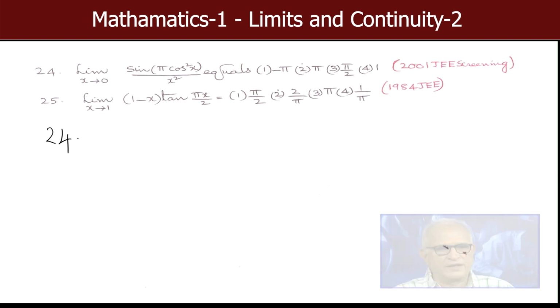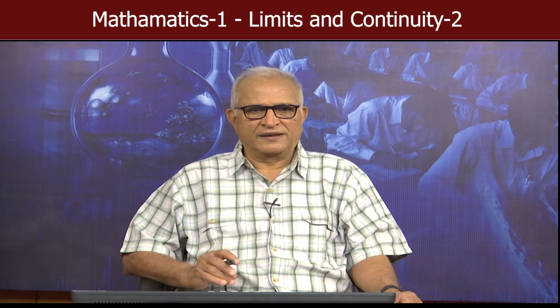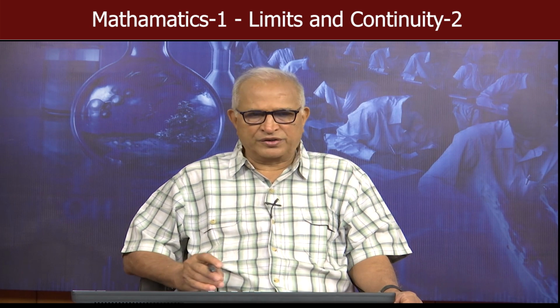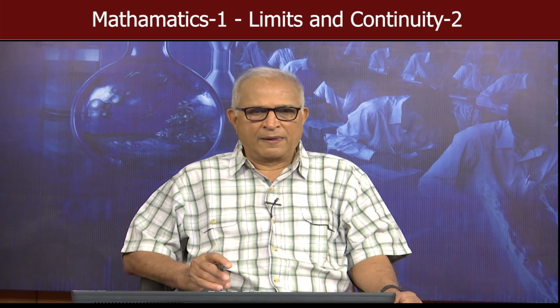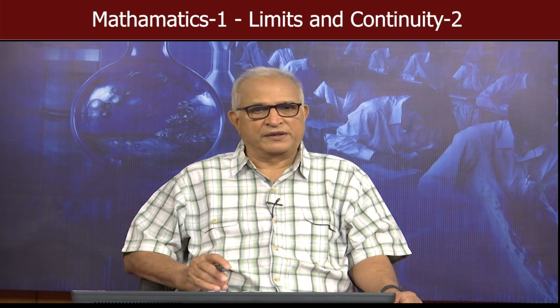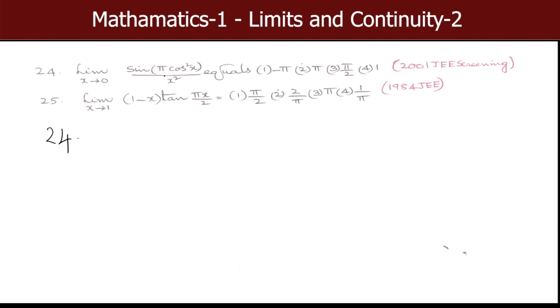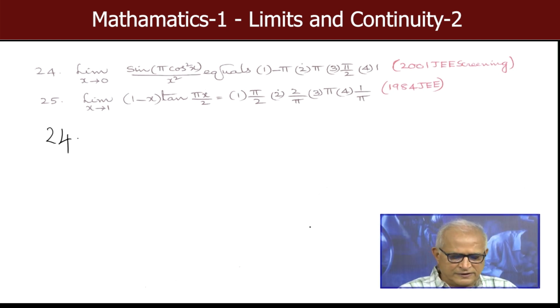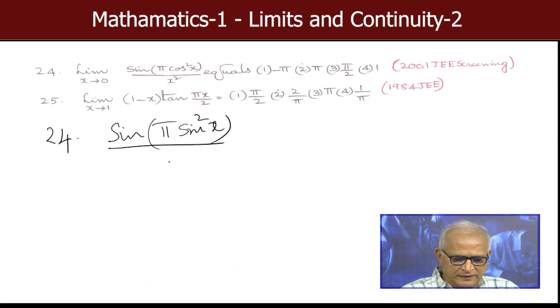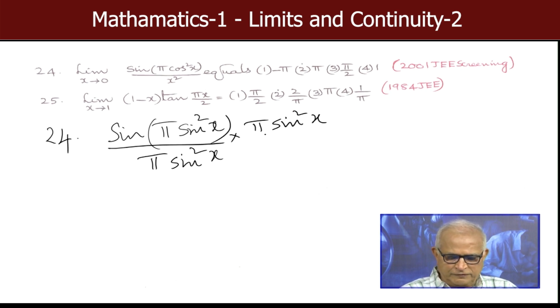Sin theta is same as sin 180 degrees minus theta or sin pi minus theta. So when two angles make up pi radians or 180 degrees, their sin ratios are equal. For example, sin 30 degrees is same as sin 150 degrees. Sin 60 degrees same as sin 120 degrees. Pi cos square x is there in the numerator. Pi cos square x plus pi sin squared x is pi. And therefore, sin pi cos squared x is same as sin pi sin squared x by x square. I write this as pi sin squared x into pi sin squared x by x square. Follow?